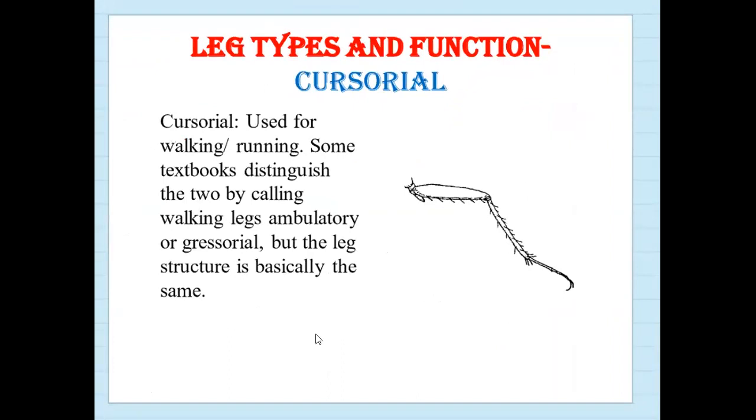Legs are modified in different insects according to their habitat and habits. The first type of leg is cursorial. All typical structures are found here, used for walking and running, and it is also known as walking leg. The leg structure is basically the same. It is found in a basic insect where walking and running is used for predation and other activities.